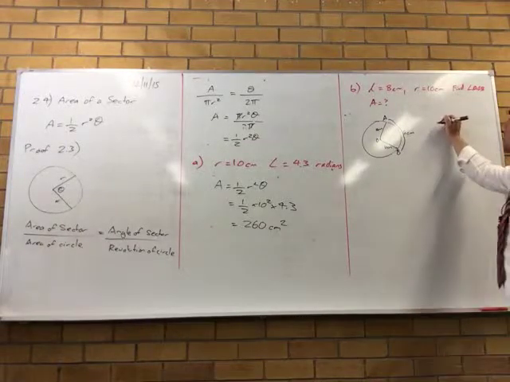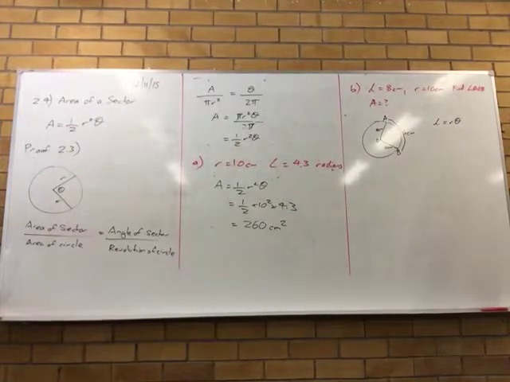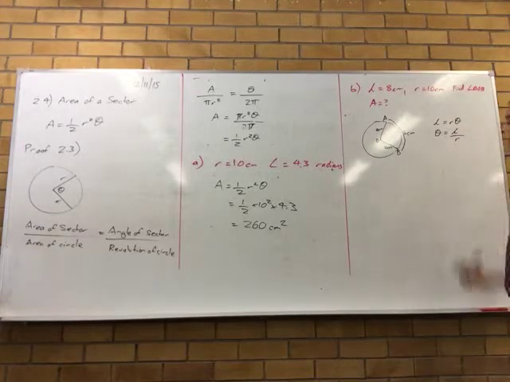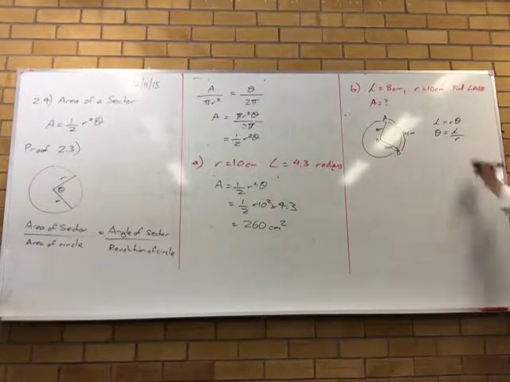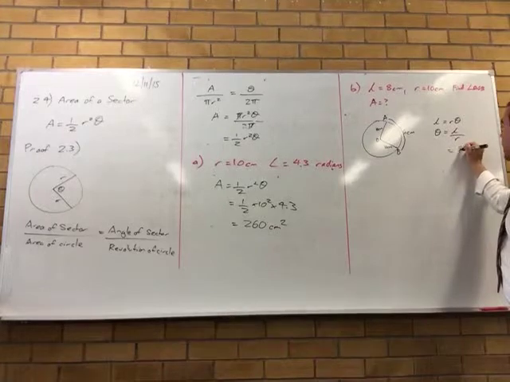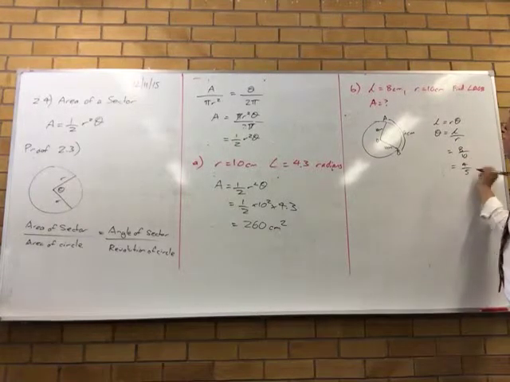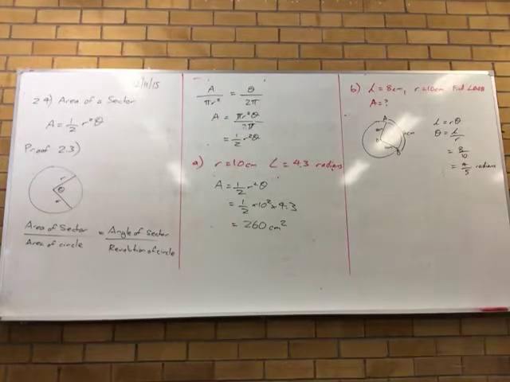So the formula for arc length of a circle with radius r and angle in radians: the length is r times theta. Therefore theta is going to be the length over the radius. So it's going to be 8 over 10. The angle is going to be 4 over 5 radians.